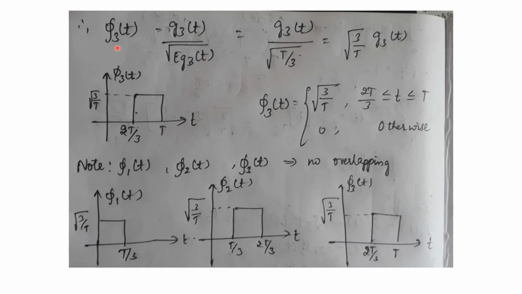Now we have to find phi 3 of t. Phi 3 of t is equal to g3 of t divided by square root of Eg3. g3 of t divided by square root of T by 3, we get phi 3 of t is equal to square root of 3 by T times g3 of t. And the plot for the above simplification is here. Then for no overlapping, we have plotted the three graphs below.